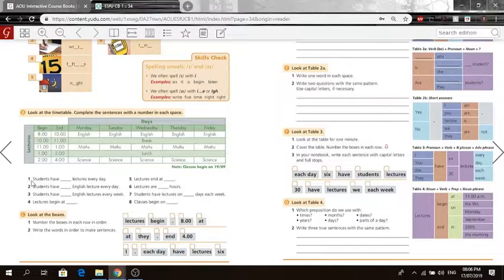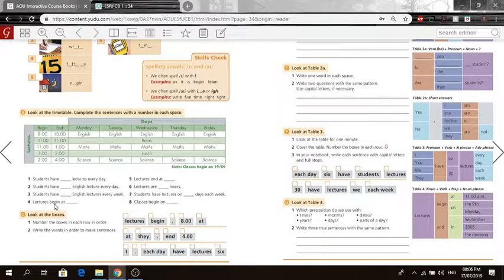So number one is students have dash lectures every day. Yep, you probably guessed that right. Students have 3 lectures every day. So T-H-R-E-E. Okay. Number 2, students have dash English lecture every day. So obviously that's correct. Students have 1 English lecture every day, so O-N-E, 1. Number 3, students have dash English lectures every week. That's correct. Students have 5 English lectures every week, F-I-V-E.